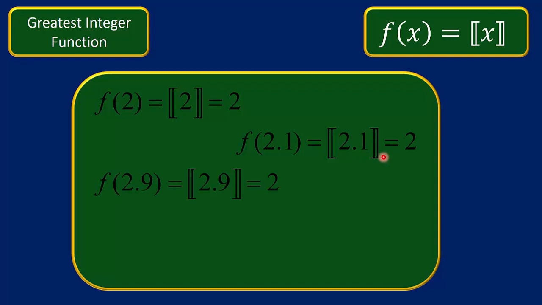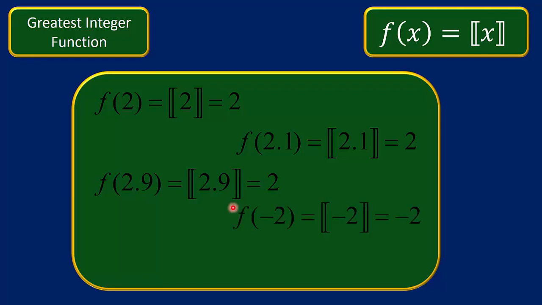F of 2.9, still, we go to the left and we hit a 2. It's the greatest integer less than or equal to this number. It's the integer to the left. That's another way to think about it.